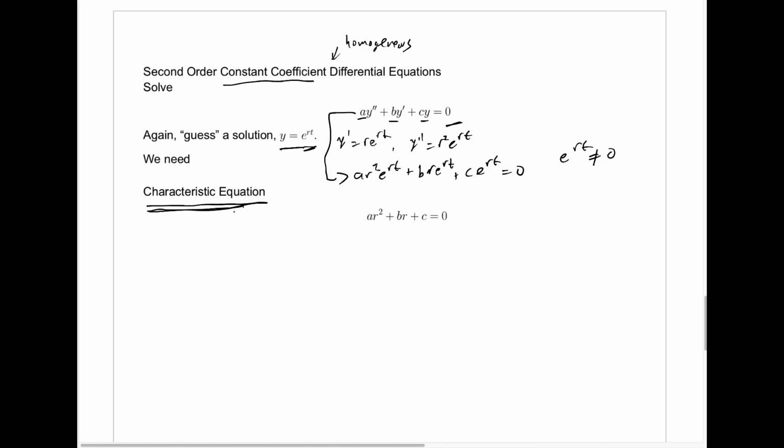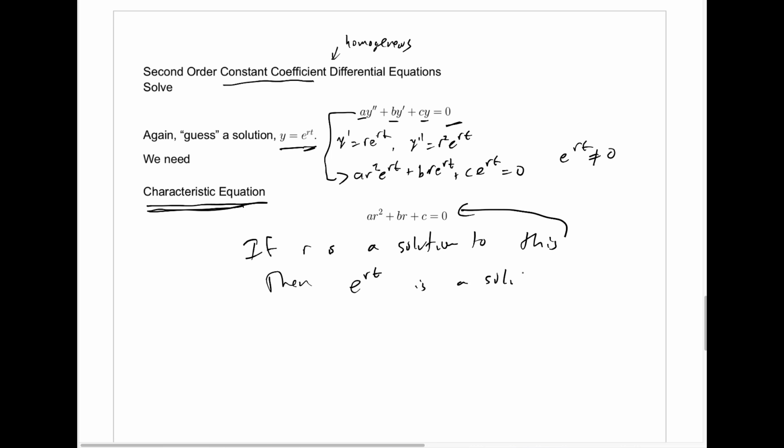The reason for that is, based on what we've just done, if r is a solution to this characteristic equation, then e to the rt is a solution to this equation above here, which I'll rewrite, ay double prime plus by prime plus cy equals 0. So this gives us a way to find special solutions that are of this form, e to the rt.